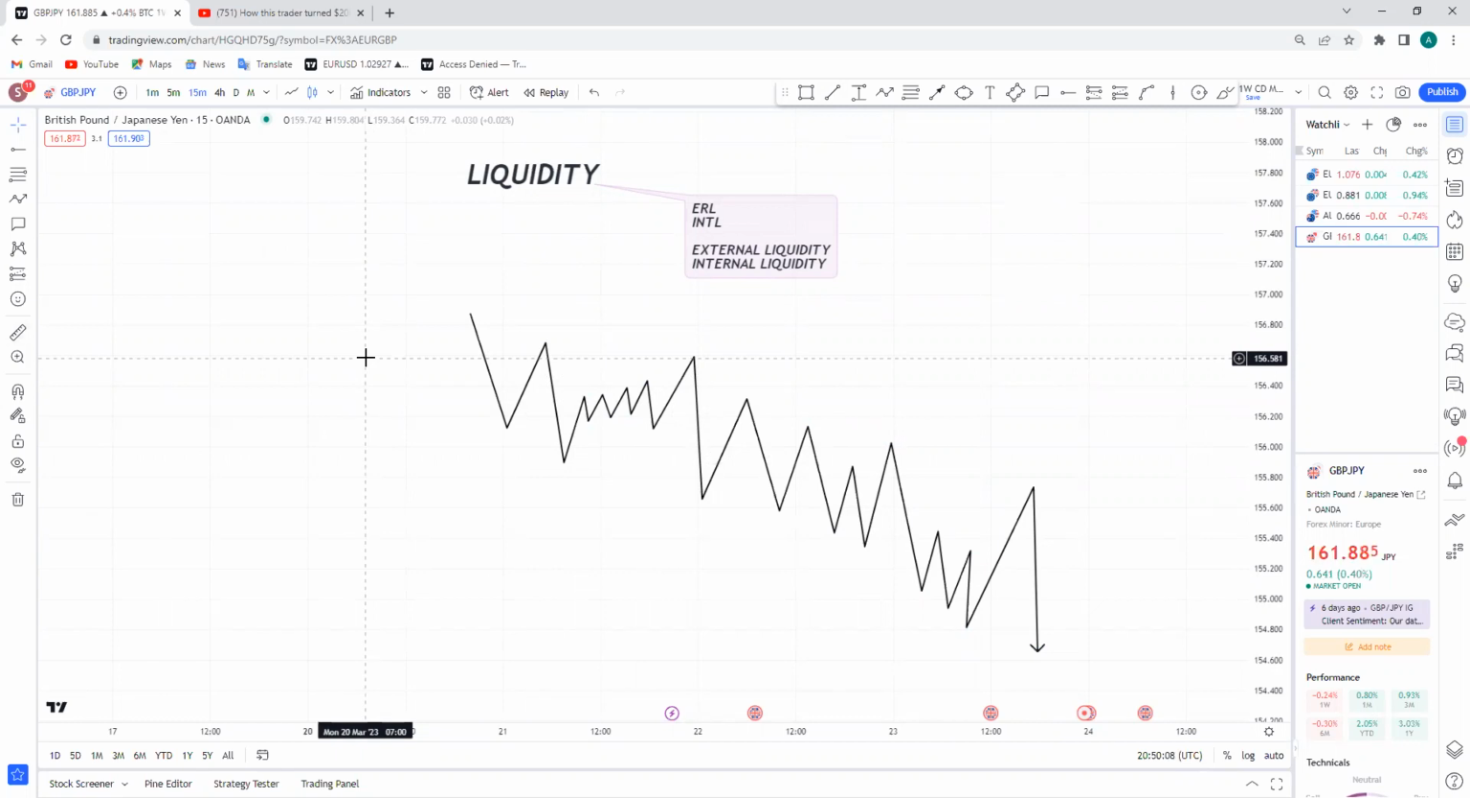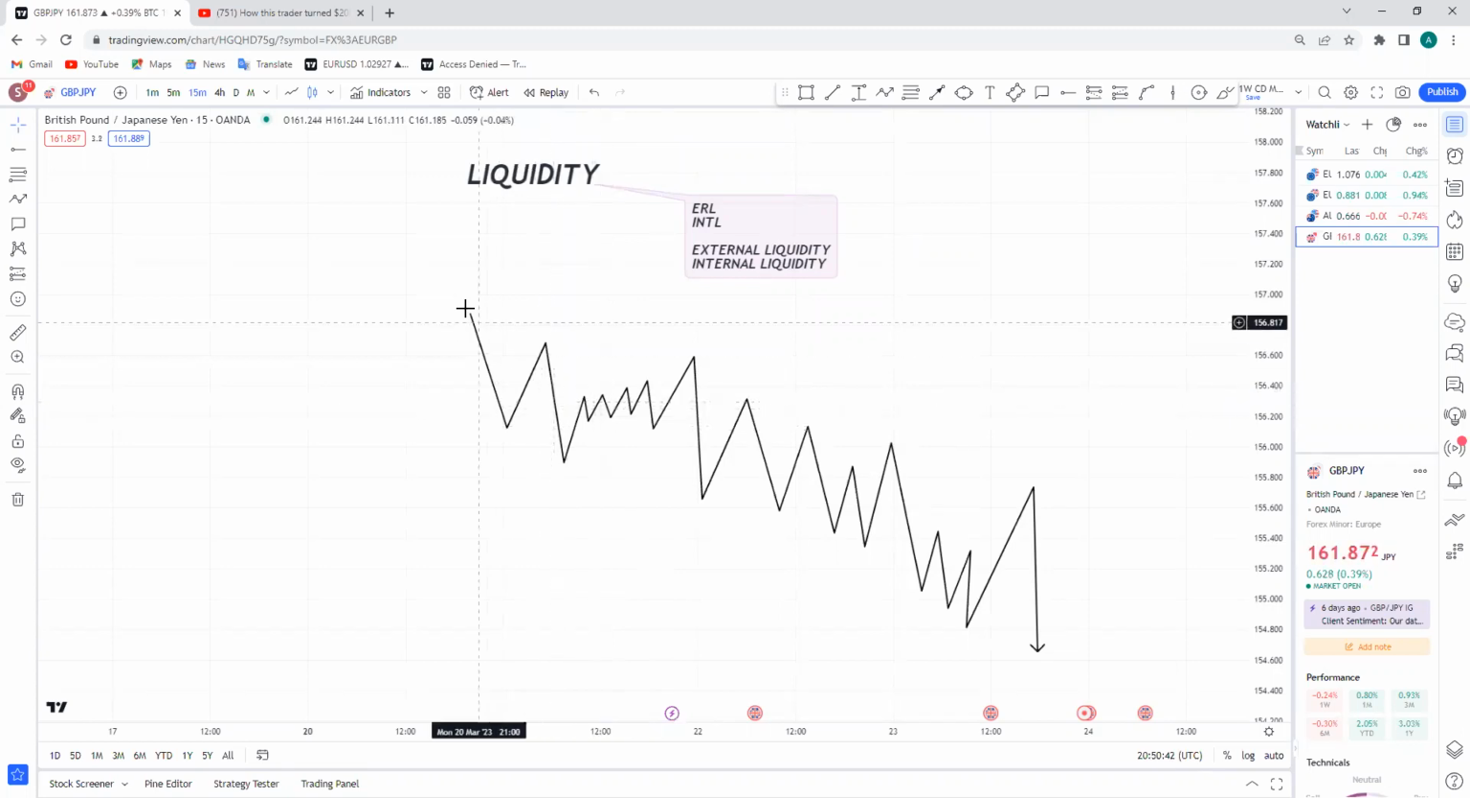We need to look into external and internal what? Liquidity. Now, how do we identify external liquidity and how do we identify internal liquidity? What is external liquidity and what is internal liquidity? What is the ideology behind external liquidity and internal liquidity?